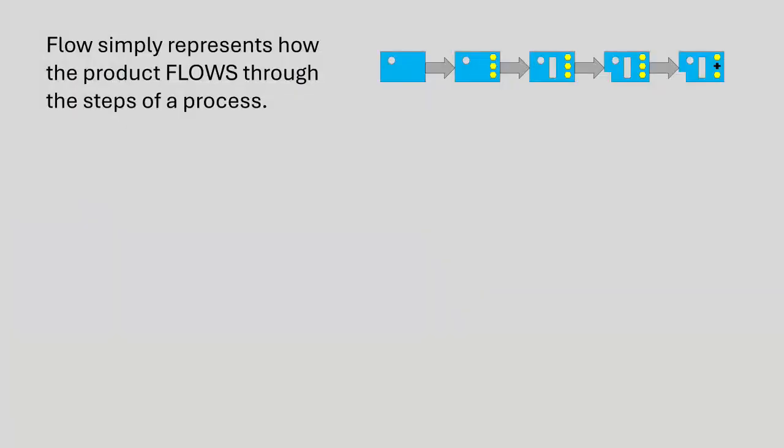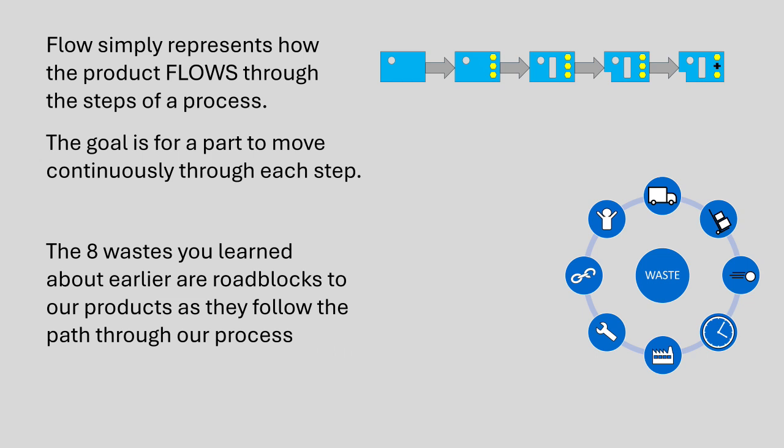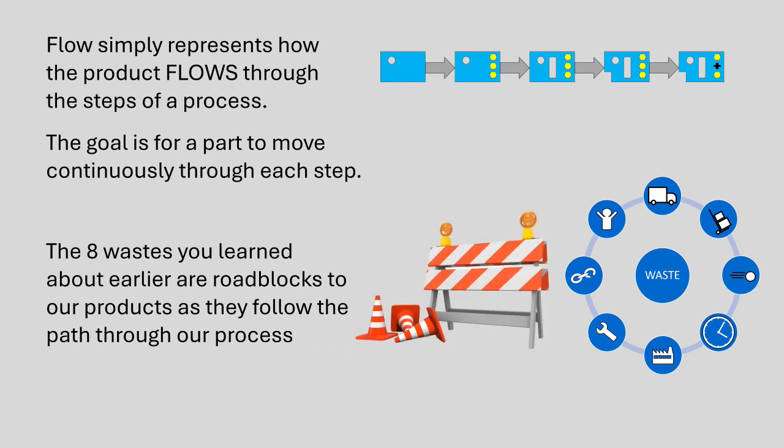Flow simply represents how the product flows through the steps of a process. The goal is for a part to move continuously through each step. The 8 wastes you learned about earlier are roadblocks to our products as they follow the path through our process. By reducing or eliminating the wastes, our product and information will flow through our process smoothly.